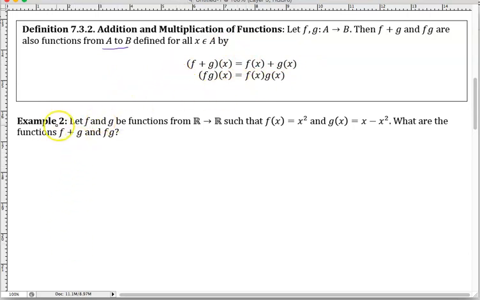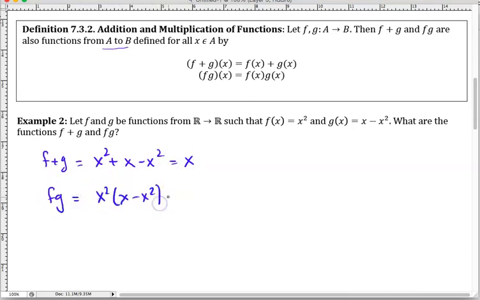Okay? So let's have f and g be functions from the real numbers to the real numbers. So f is x squared and g is x minus x squared, for the functions f plus g and f times g. So the function f plus g is just x squared plus x minus x squared, which gives me x. And the multiplication fg is going to be x squared times x minus x squared, which gives me x cubed minus x to the 4. Alright.